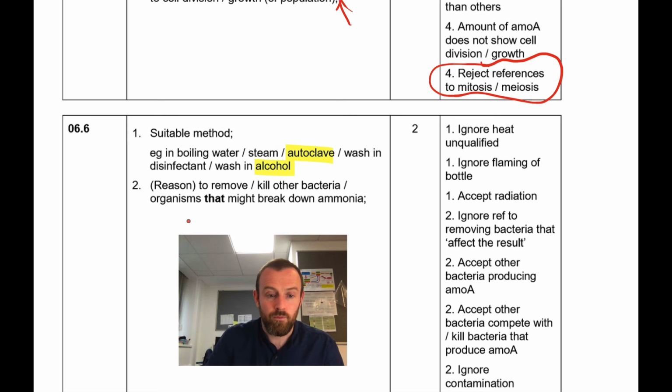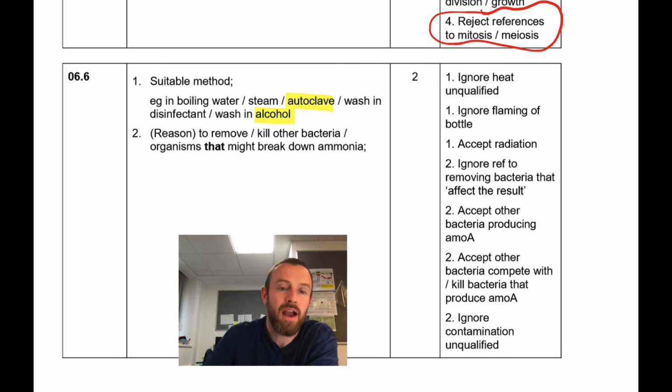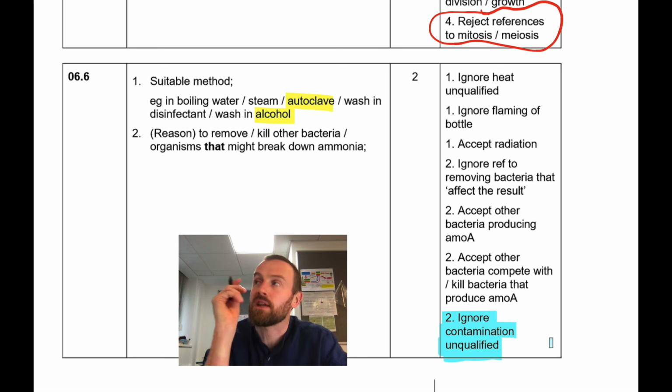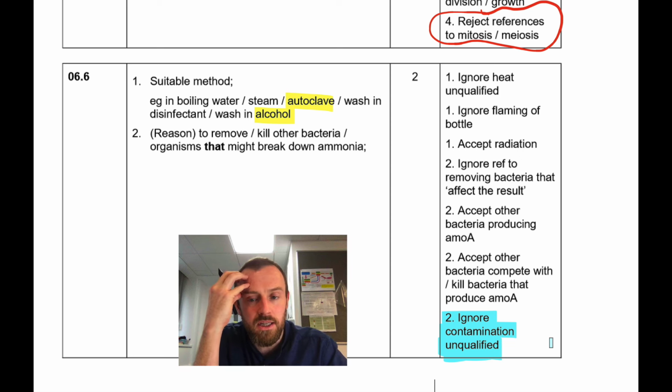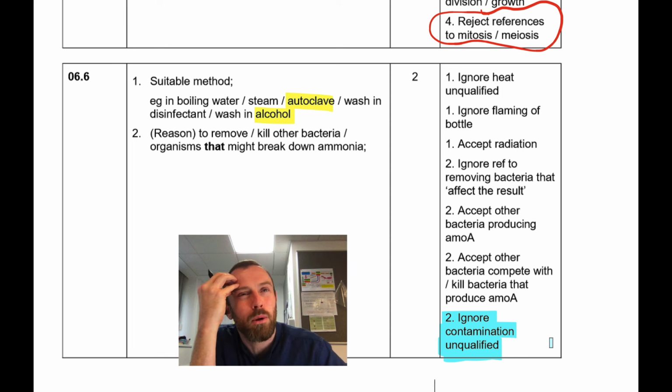So, now, okay, so you have to have this second part here for this mark. So, yeah. Ignore contamination unqualified. You've really got to explain why it would be of significance to the results. So you can't just say to kill other bacteria that might contaminate the culture. You have to say why that would be a problem.